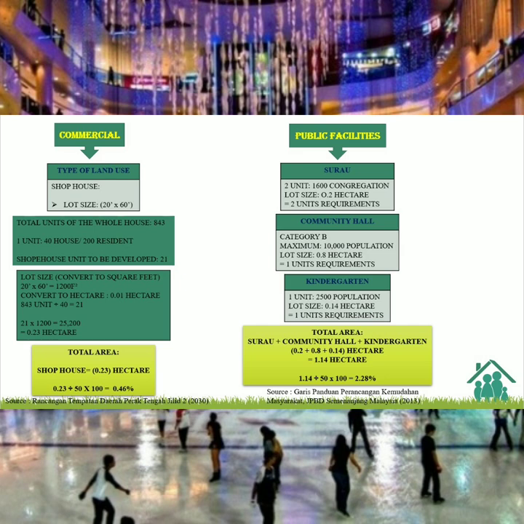For surau, we will build 2 units equal to 1,600 congregation and the lot size is 0.2 hectare for 2 units requirements. For community hall, we will build category B community hall, maximum 10,000 population and the lot size is 0.8 hectare for 1 unit requirements. And kindergarten, we will build 1 unit equal 2,500 population and the lot size is 0.14 hectare for 1 unit requirements.